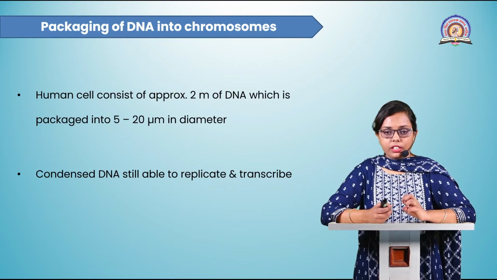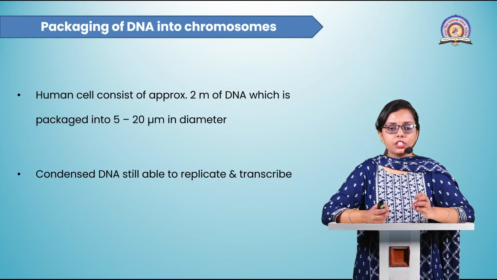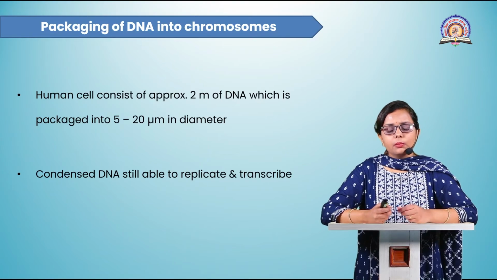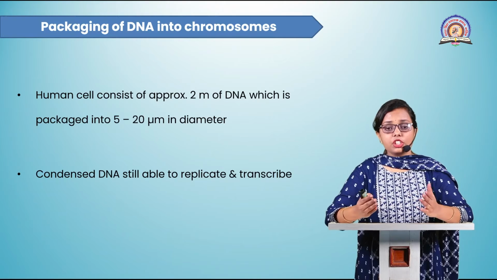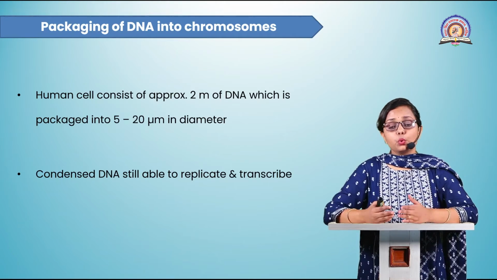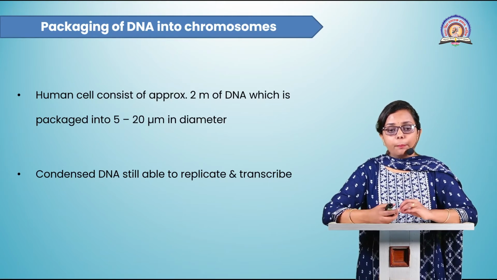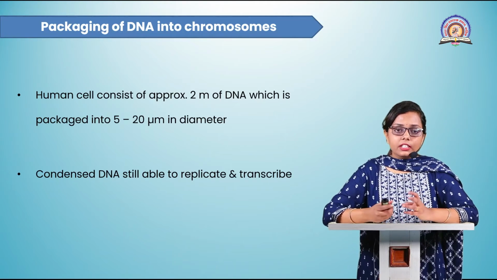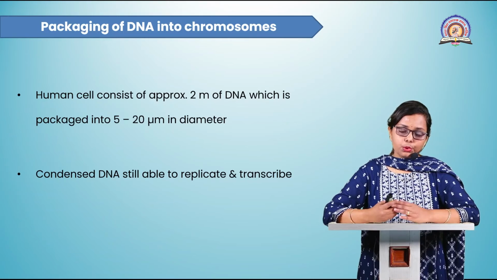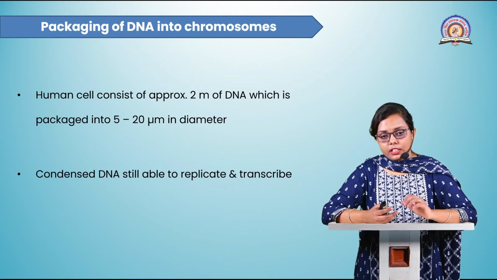in diameter. Okay, it is compacted inside the nucleus, which is only 5 to 20 micrometers in size. So how do cells do this? This much larger DNA, 2 meters of DNA, is compacted inside such a small nucleus. How do they do it? So the answer is, it is condensed. It is packaged into the chromosome and then it is kept inside the nucleus.